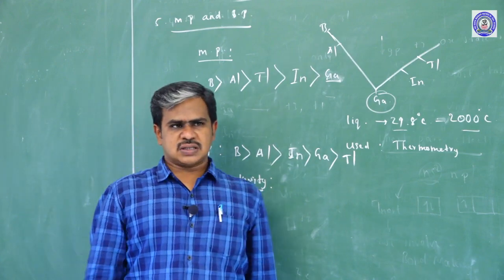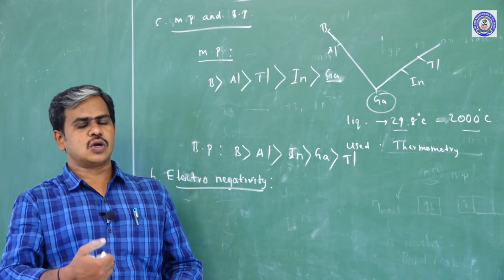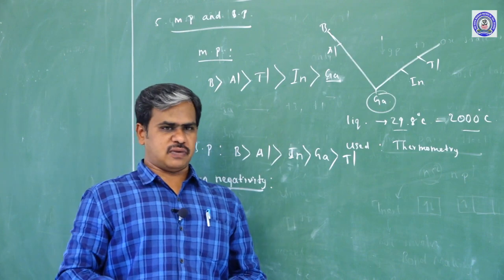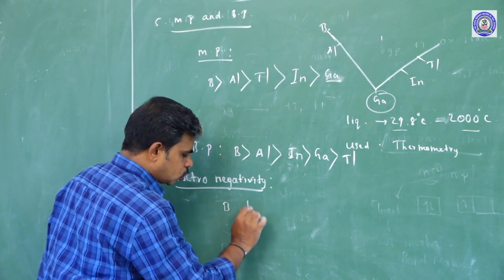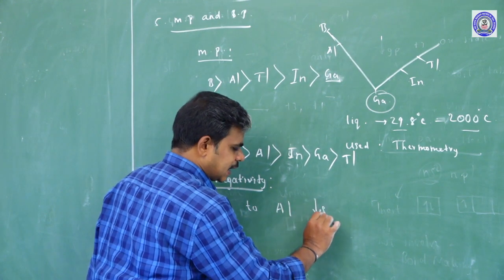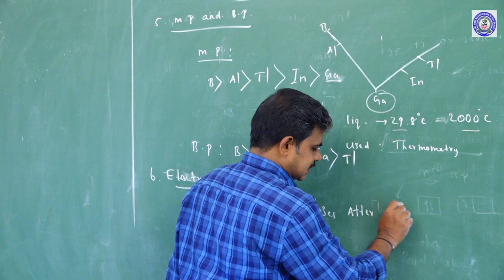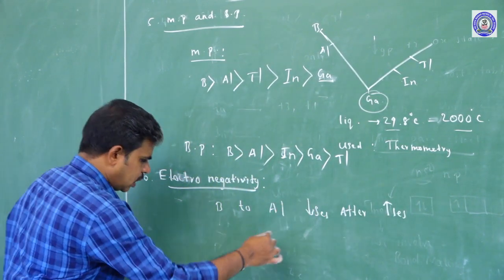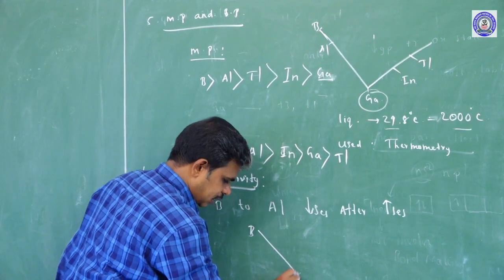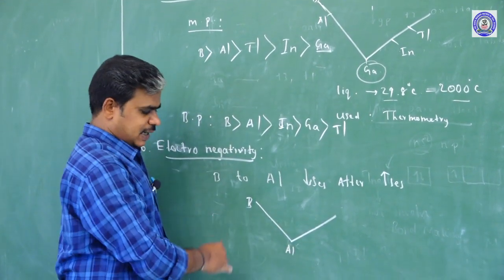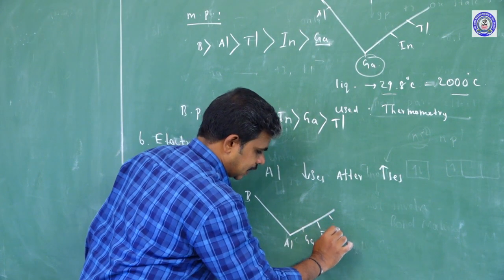Electronegativity is nothing but the relative tendency of an atom to attract the bond pair of electrons towards itself. Now, the electronegativity in the 13th group decreases from boron to aluminum, and after that it increases. So boron to aluminum it decreases, and then gallium, indium, and thallium.